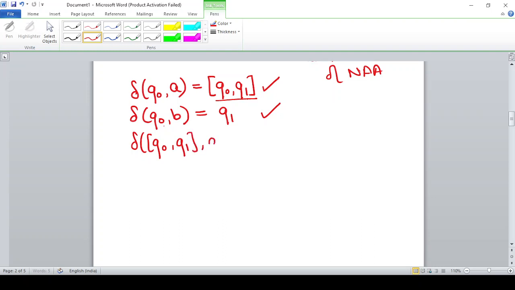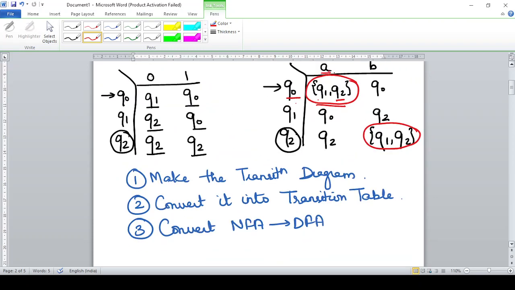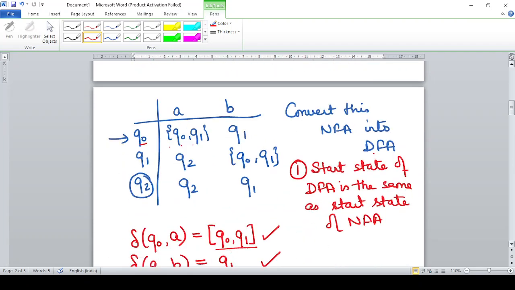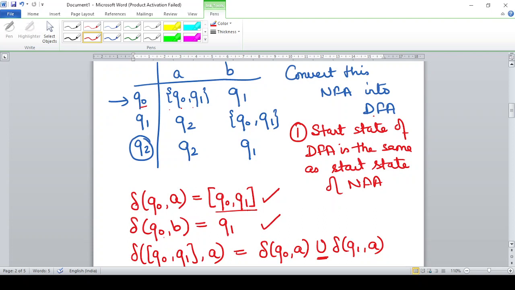I give the input A. What it means is, first on state Q0 you give input A, then on state Q1 you give input A, and then you take the union of both of these. On Q0, when you give A, as you can see from the transition table, you are going to Q0 Q1, and on Q1, when you give A, you are going to Q2.